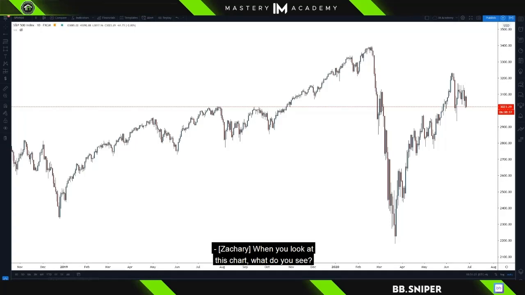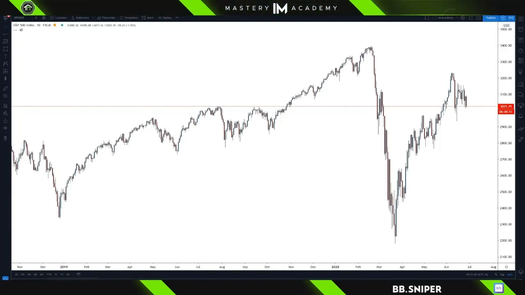When you look at this chart, what do you see? Right now, we're looking at the S&P 500, currently on the daily time frame, using the FXCM data feed. The S&P 500 sometimes gets referred to as the S&P, other times as SPOOS. Some people refer to it as the SPX too.